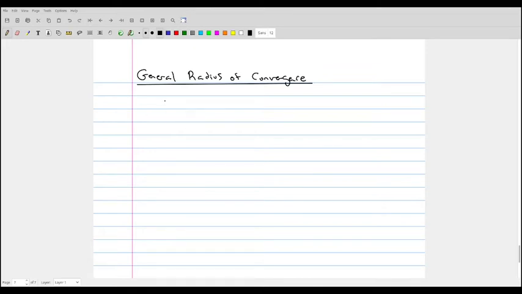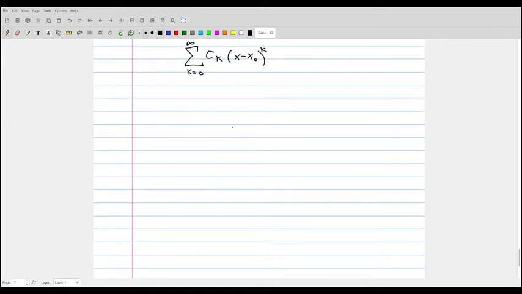So suppose our series takes the following form. We have a general power series of the form ck times x minus x naught to the k, where the kth term of our power series is directly given by this coefficient ck multiplied by x minus x naught to the k.